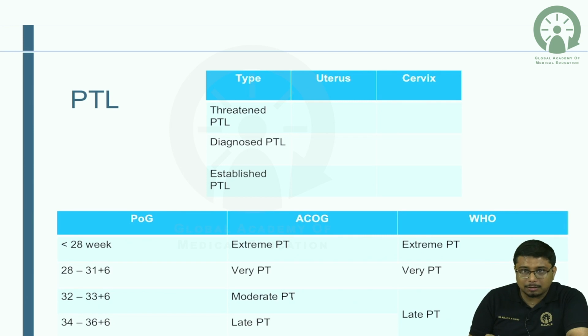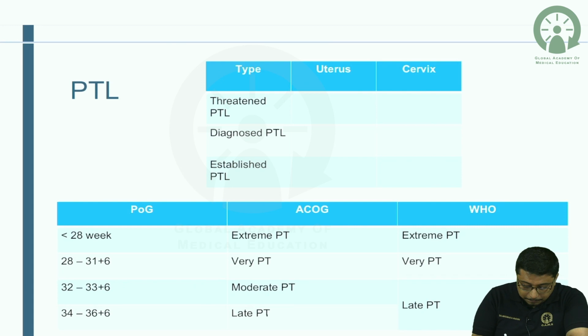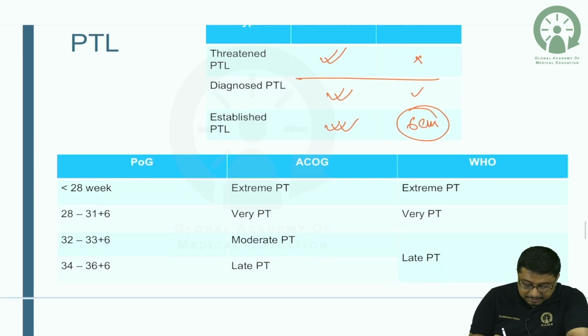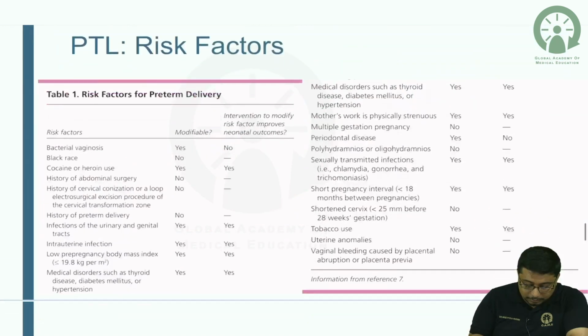Coming to discussion on preterm labor. So, threatened preterm labor is when there is uterine contraction but no cervical dilatation. So, this is reversible. Diagnosed preterm labor is when uterine contraction is there and cervix starts dilating. And established preterm labor is with very high uterine contractions, and the cervix is already 6 centimeters or more. So this extreme, very preterm, all these things we have already discussed.